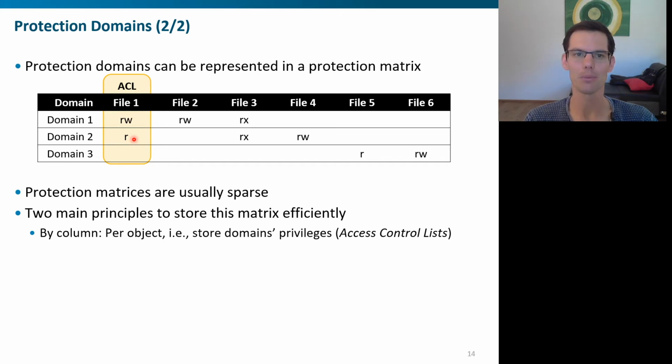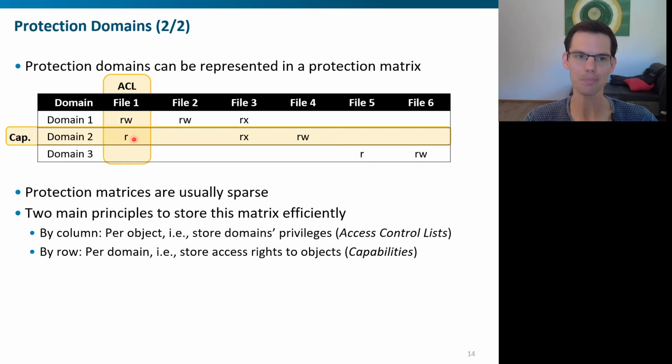The other way to store the protection matrix is capabilities. And the basic idea here is to do this per row and say domain 2, for example, user number 2, can actually read file 1, can read and execute file 3, and read and write file 4. And that's it that you have to remember. And for each domain, you would actually have a different set of capabilities assigned to the domain.